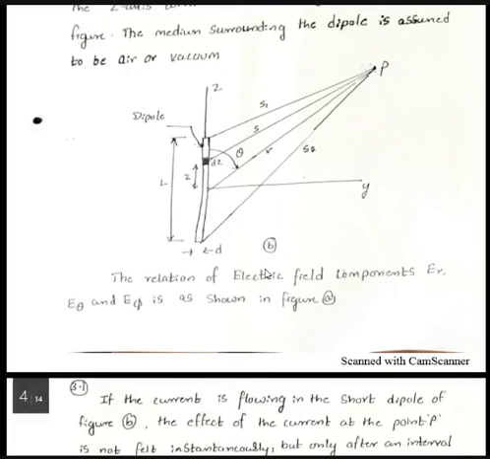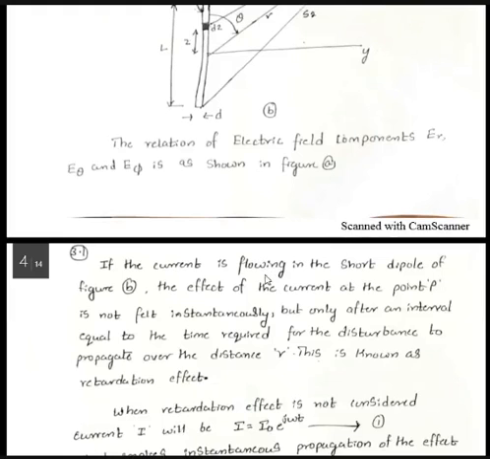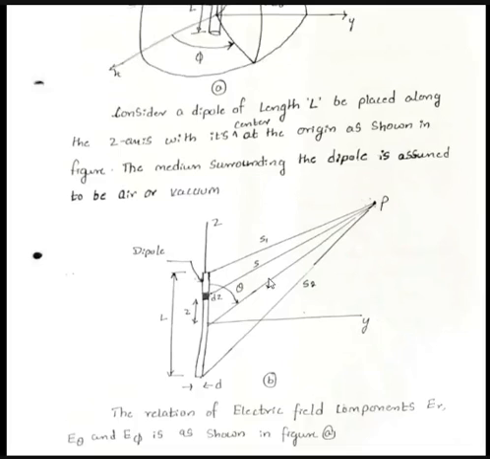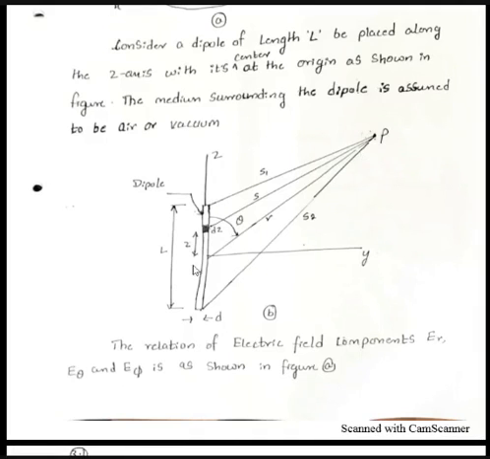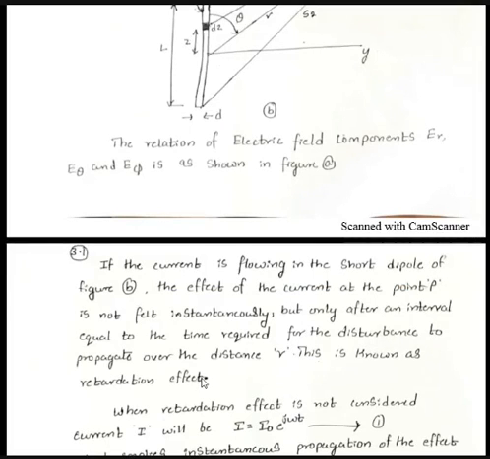What we want to find is the relationship between the electric field components Er, E theta and E phi. If current is flowing in the short dipole, its effect at the point P is not felt instantaneously, but only after an interval equal to the time required for the disturbance to propagate over the distance r. This is known as the retardation effect.